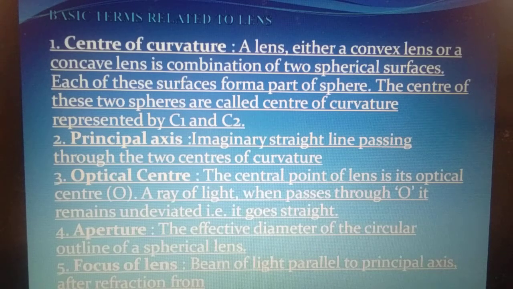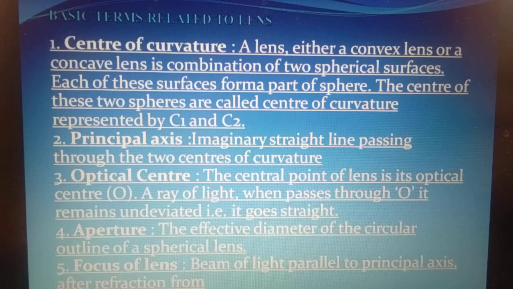What is the principal axis? The principal axis is the imaginary line which passes through the center of curvature and the optical center, that is O. And the optical center is the geometrical center of any type of lens, whether convex or concave, where the light ray is undeviated. Whenever light passes through it, it is undeviated.